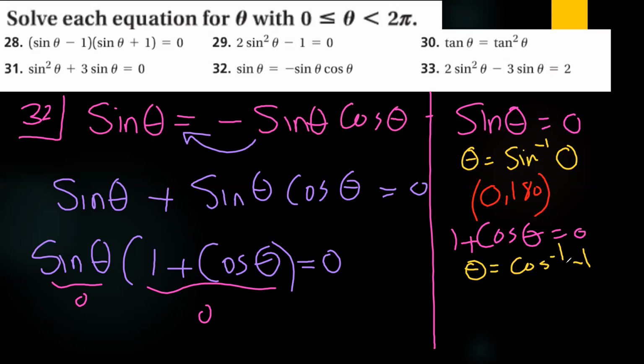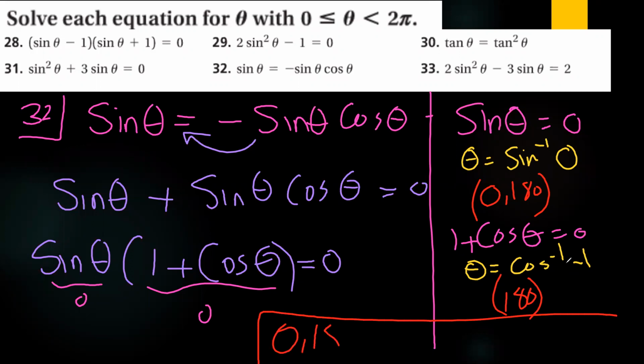And for the angles whose cosine is negative 1, it's also going to be pi, which is 180. So now the angles are 0 and 180 only. This is in degrees. In radians, they are 0 and pi.